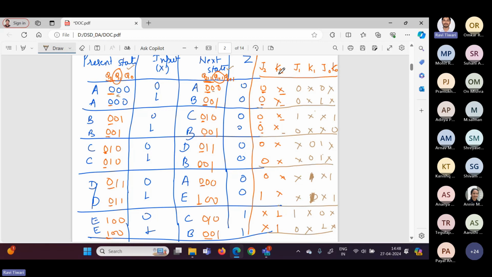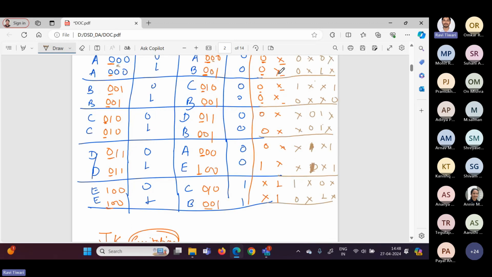Any doubt in the state table? If you have, please ask. Anyone? Completed. Can we move to the another part?